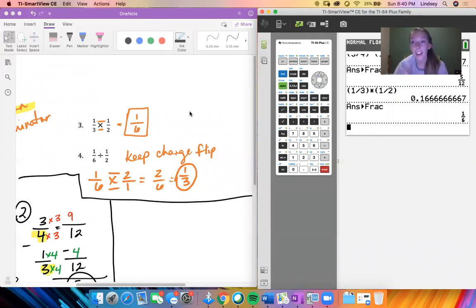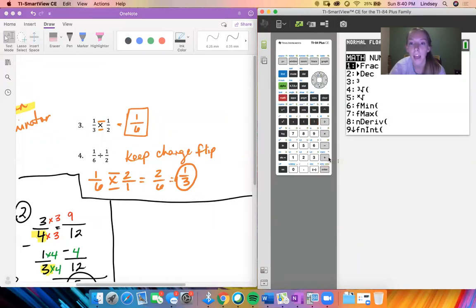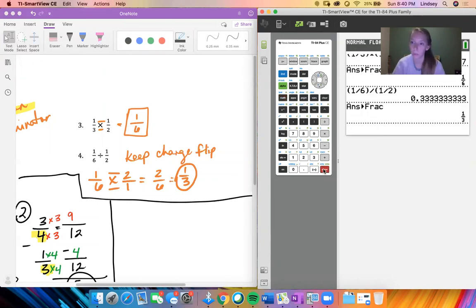All right, and for division, it works where you don't have to keep, change, flip. You can just do the whole problem straight from there. So 1 divided by 6 divided by 1 divided by 2. Lots of dividing. All right, 0.3333, math, enter, enter, and it's 1/3.